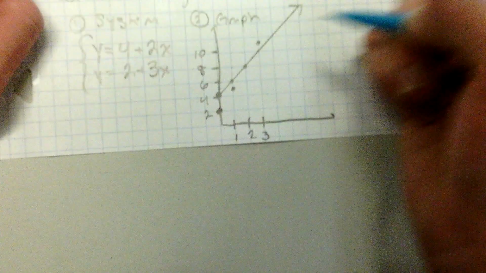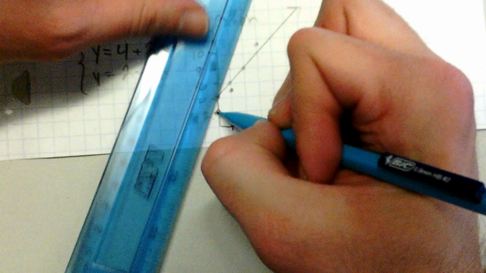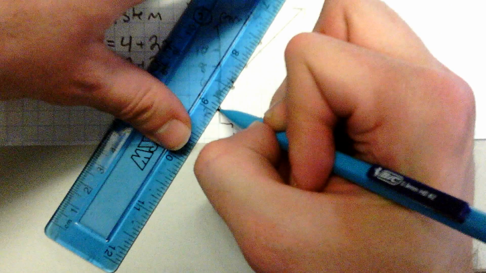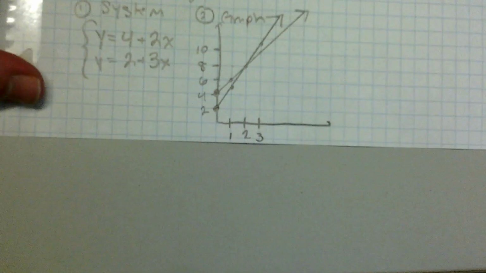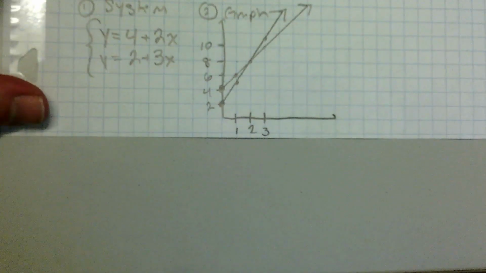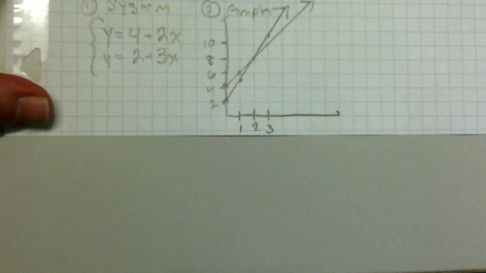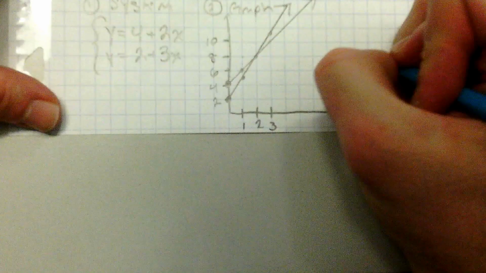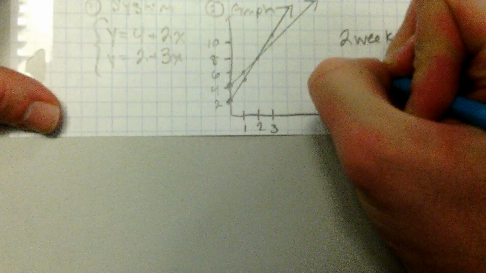So based on our graph, when is their weight the same? As we read the graph. Yep. At 2 weeks, they are at 8 pounds each. Good.